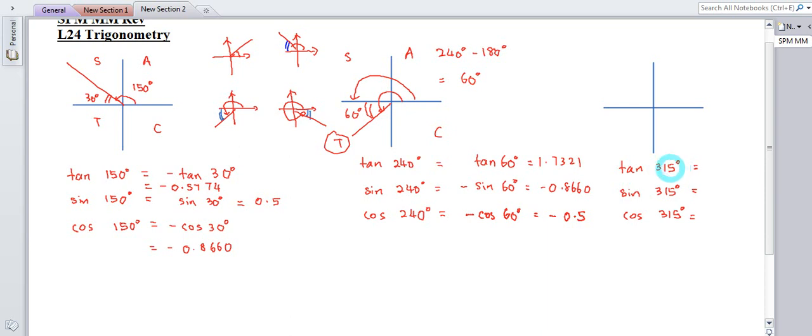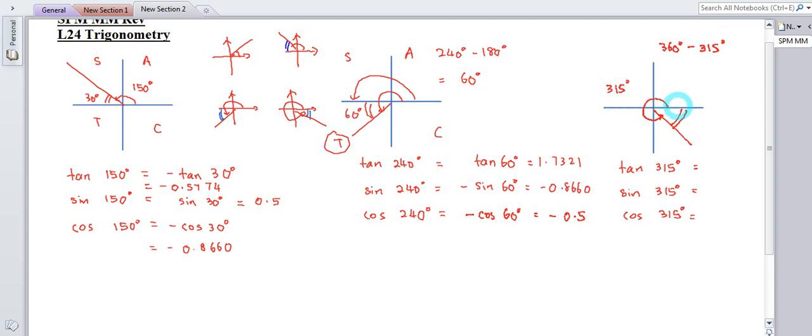Tangent 315, sine 315, cosine 315. First thing, we need to determine which quadrant this angle is located in. Okay, so 315 is more than 270, but less than 360, right? So the angle should end up in the fourth quadrant here. This is 315, and this will be the reference angle. So how to find this reference angle? 360 minus 315. Why 360? A full turn is 360.